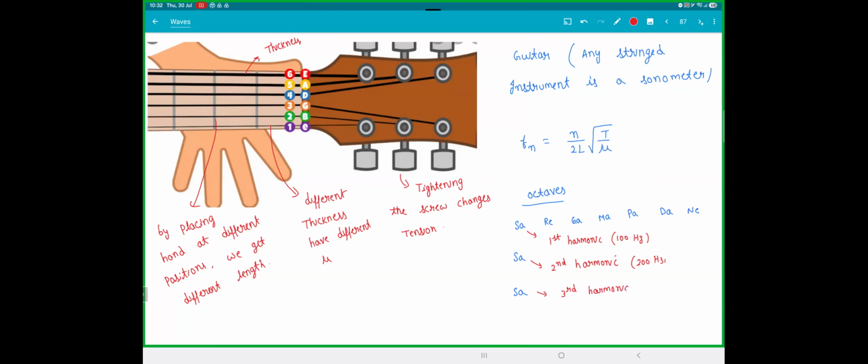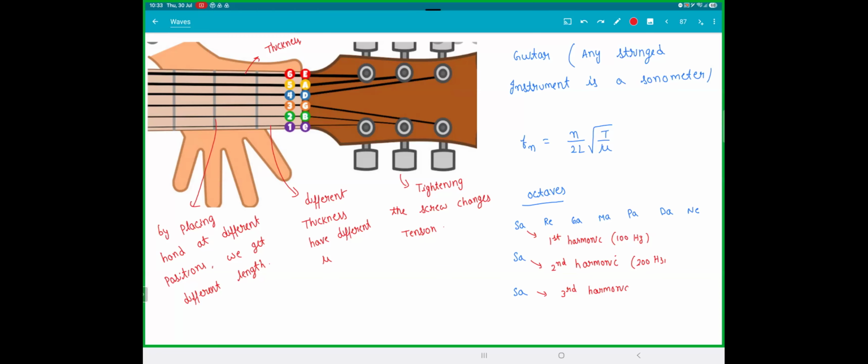So this is how you actually control a guitar. You can change the value of n, you can change the length, you can change the tension, you can change the mu. By adjusting these 4 values, you can generate whatever frequency you want. The next time you see a guitar, you know what you're looking at. That's your sonometer. So when you're plucking the strings, you're generating the loops, and from there you're getting the frequency. And that's where you get the music from.